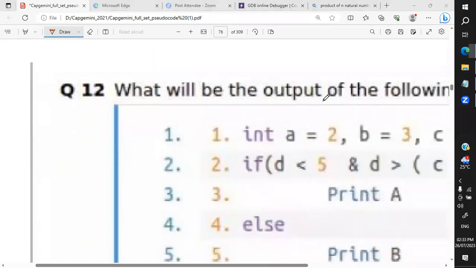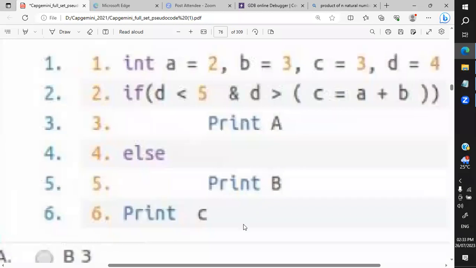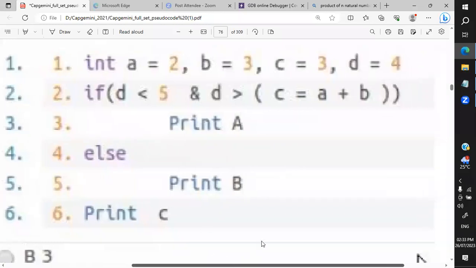Next, let's try this next question. I think this question, did we do it earlier? No, I guess. Let's try it. Yeah, let's try this. Something similar we have done, but not the same thing, I think. Let's try it.